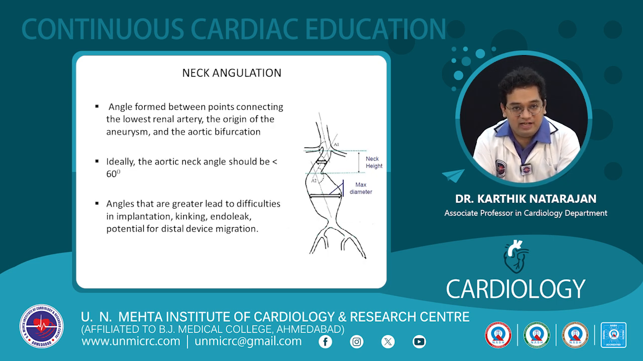The neck angulation. Now the angle which is formed by the points connecting the lowest renal artery, the origin of the aneurysm, and the aortic bifurcation is referred to as the neck angulation. Ideally, the aortic neck angle should be less than 60 degrees, and angles that are greater lead to difficulties in implantation, kinking, endoleak, and potential for distal device migration.